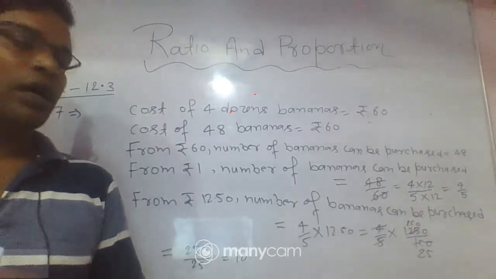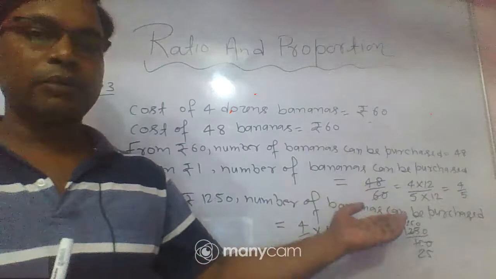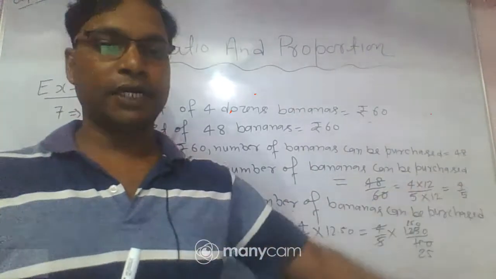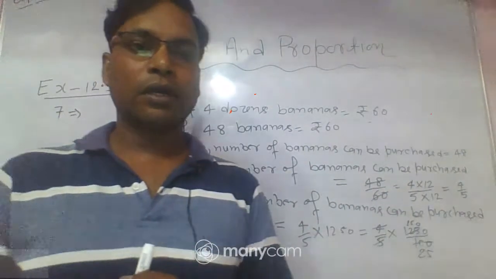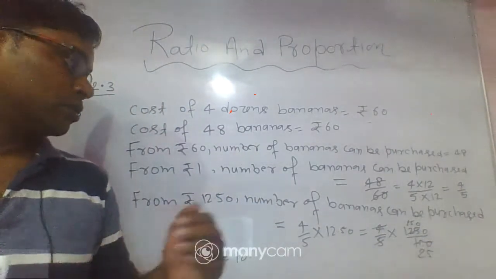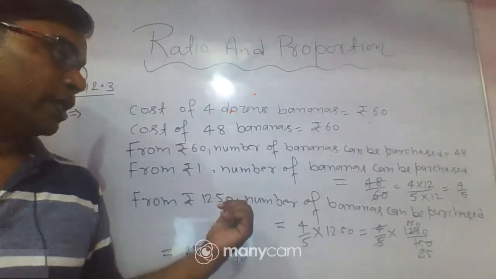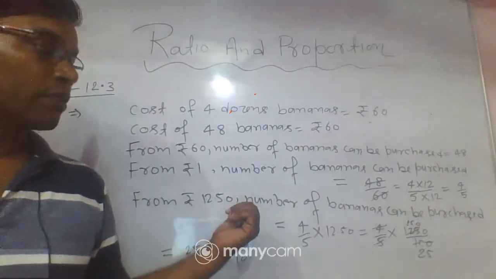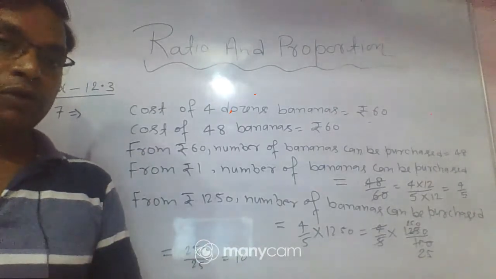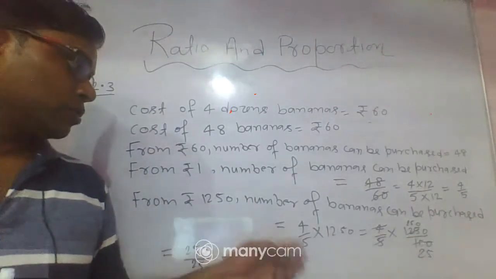Okay, in 60 rupees we can purchase 48 bananas. In 1 rupee, how many bananas can we purchase? 48 by 60, you can say 4 by 5. But we have how much amount? 12.50 rupees. So how many bananas can we purchase in 12.50 rupees?